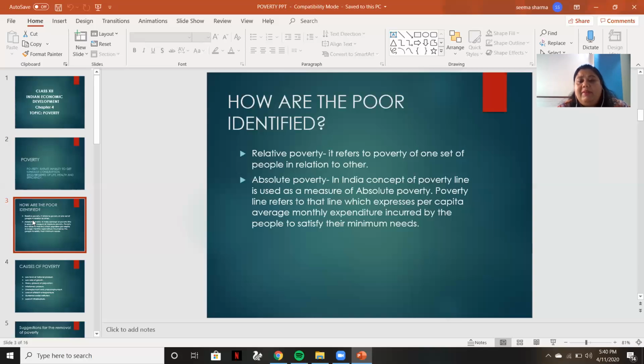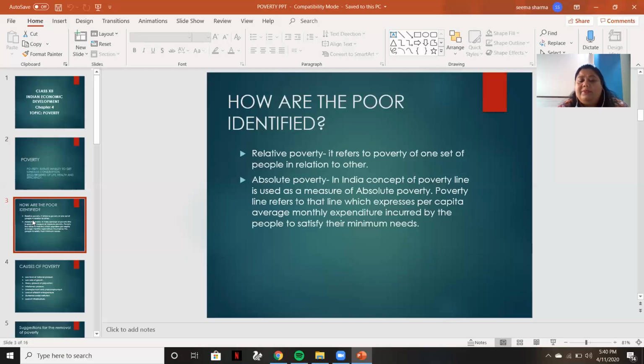So relative poverty we can define as poverty of one set of people in relation to another, in relation to time, or in relation to place, or in relation to standard of living, or there could be some other dimension as well.